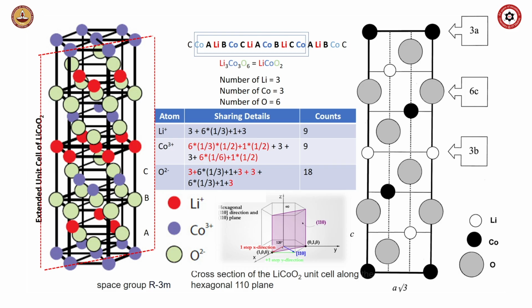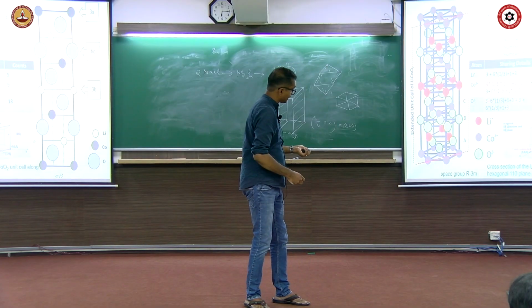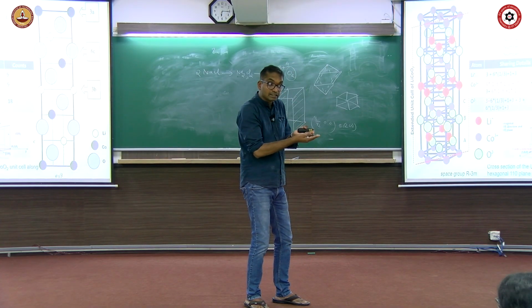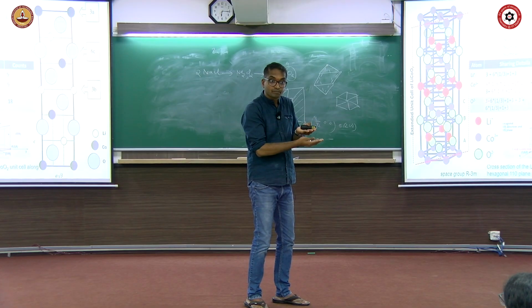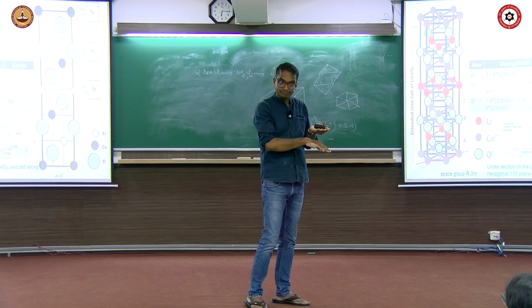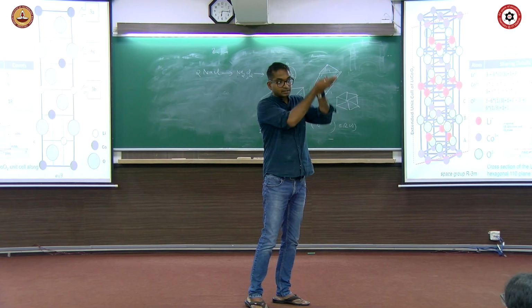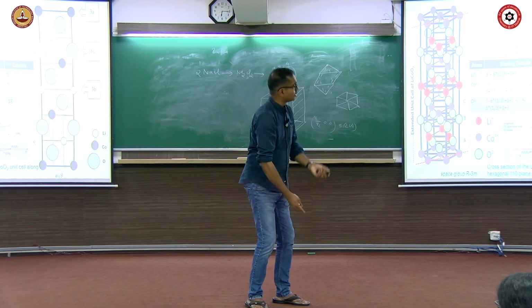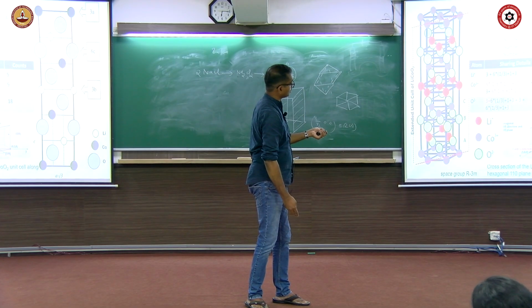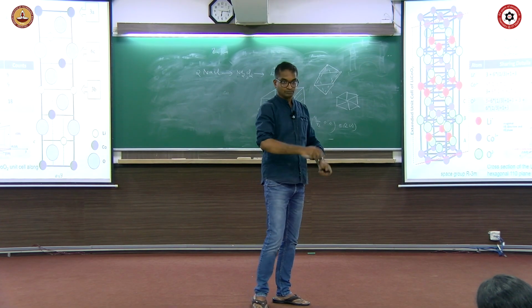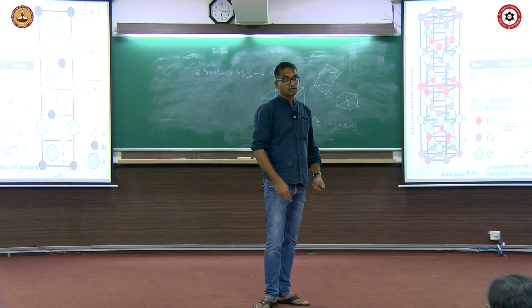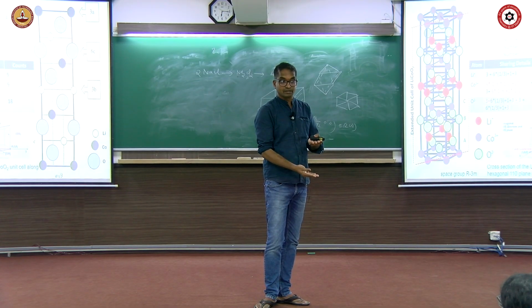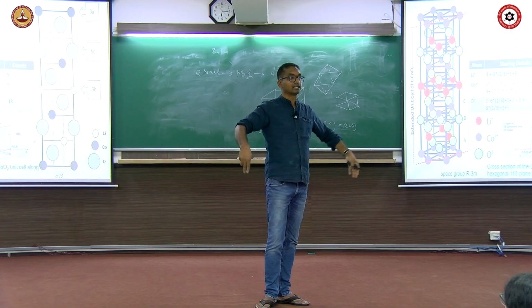Now let us do for cobalt. This cobalt is at the interface of 2 unit cell. That means within the layer each cobalt is connected to another 3 cobalt. But because it is at the interface of 2 unit cell, it is divided half, because this cobalt is common for this unit cell also, this unit cell. So 6 into 1/3 into 1/2. That 1/2 comes because it is at the interface of 2 unit cell. 1/3 comes because within the layer it is connected to 3 more cobalt.